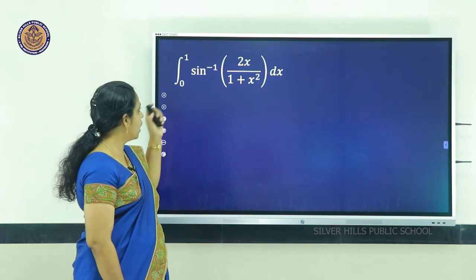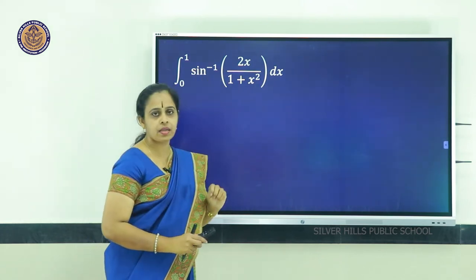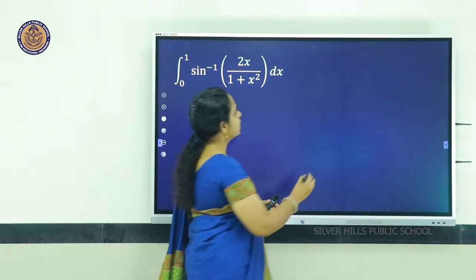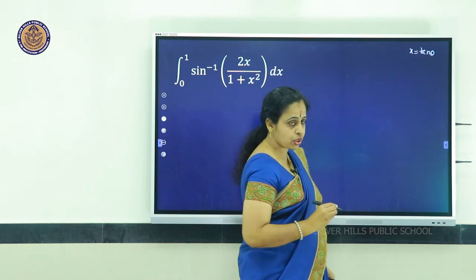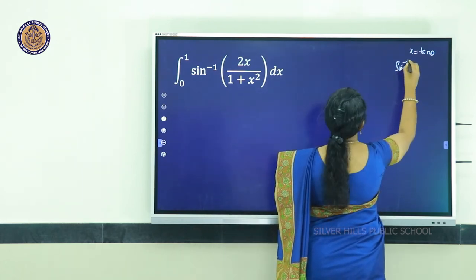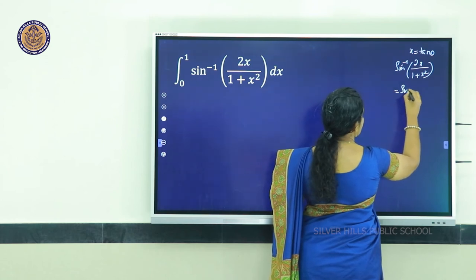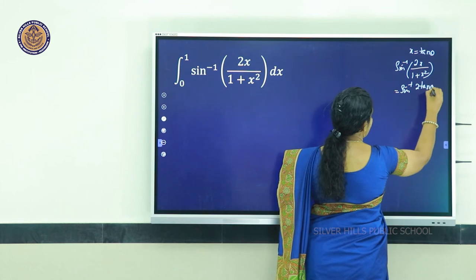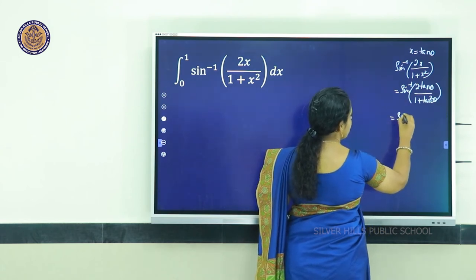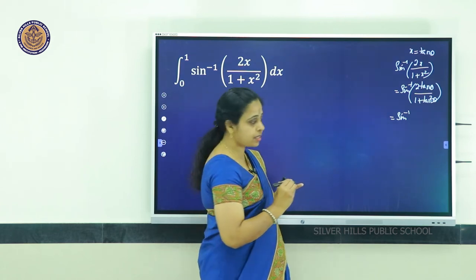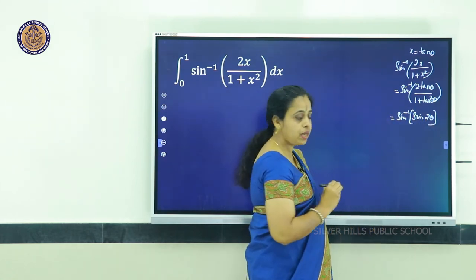Coming to the next question, integral 0 to 1, sin inverse of 2x by 1 plus x square. Now, let me take this integrand separately and simplify, then come and substitute. For simplification, let me give x equal to tan theta, which will be a suitable substitution. Sin inverse of 2x divided by 1 plus x square, we can rewrite as sin inverse of 2 tan theta divided by 1 plus tan square theta. This is sin inverse of sin 2 theta. So, sin inverse sin 2 theta will be 2 theta.